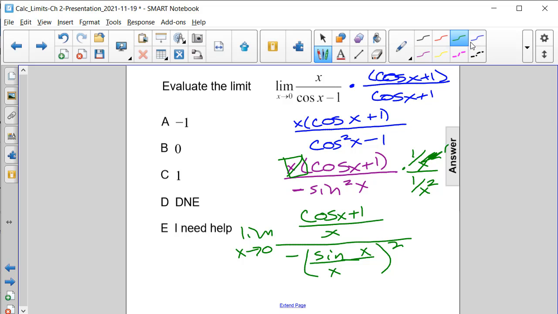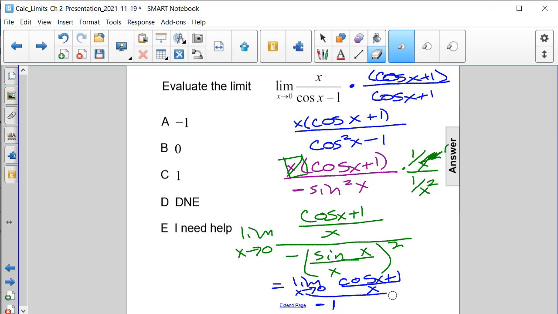And as we said, the very bottom is equal to negative 1. When we take the limit of sine of x divided by x as x approaches 0, we get 1, and 1 squared is 1, and we have this negative sign out in front. So now we can also take the limit of cosine of x plus 1 over x as x approaches 0. And anything divided by negative 1 is just the negative of that.